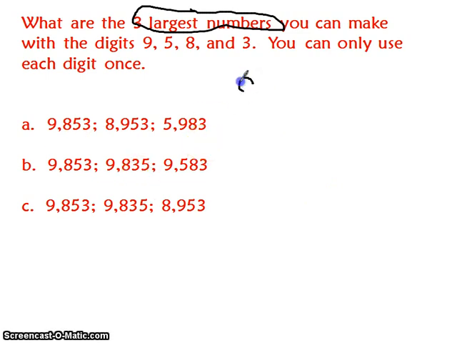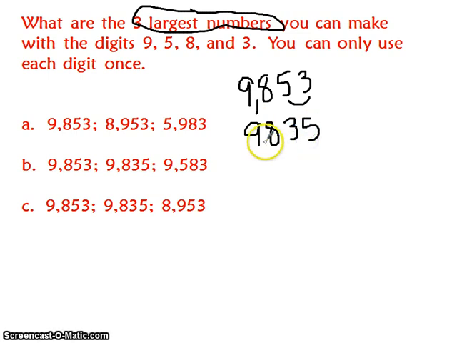So the largest digit is a 9. The next largest digit is an 8, and then a 5, and then a 3. 9,853. Now switch your tens and your ones. 9,000, keep your 800s, and 35. Can you make any other numbers with a 9 in the thousands place and an 8 in the hundreds place? No.